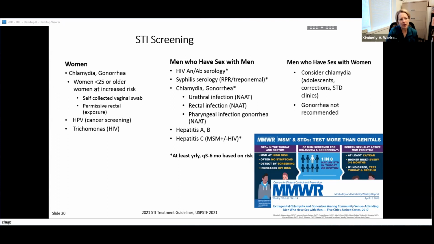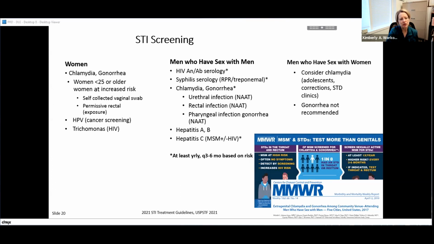So for women, for gonorrhea and chlamydia, women under the age of 25, because the incidence of chlamydia is the highest in that age group, and then older women at increased risk. And those increased risks are clearly defined in the treatment guidelines. The preferred specimen is a self-collected vaginal swab. And for the first time, there's some permissive rectal testing that will be a decision between you and the patient with shared decision-making. And we'll talk about why that's important, especially with chlamydia treatment.